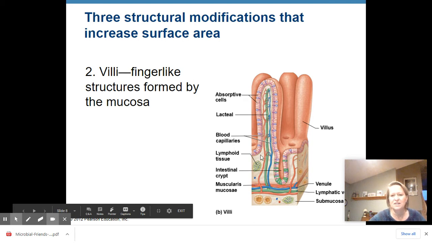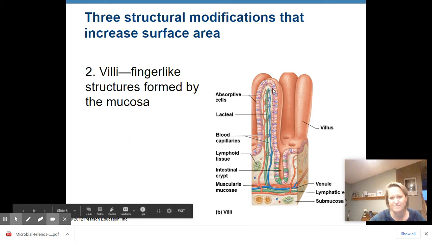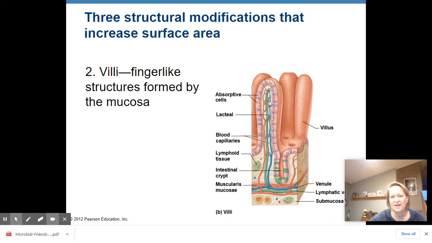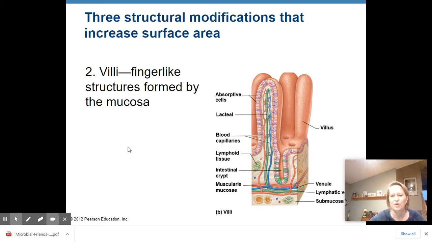These are called lacteals. The lacteal has a lymph vessel in there, and a blood supply: an artery, a capillary bed, and a vein. The artery is coming in with the oxygenated blood, and the vein is leaving with the deoxygenated blood. So that's kind of the workhorse.